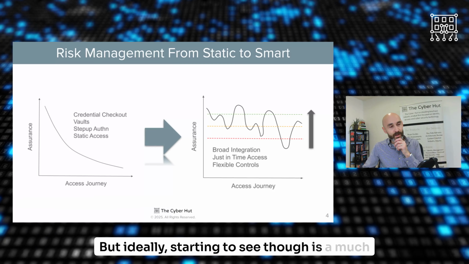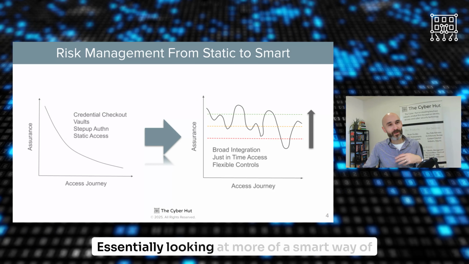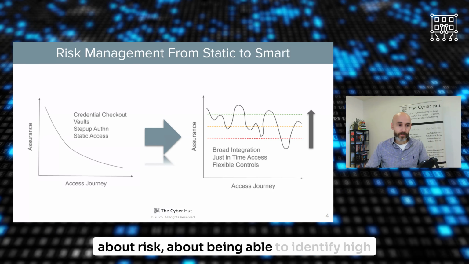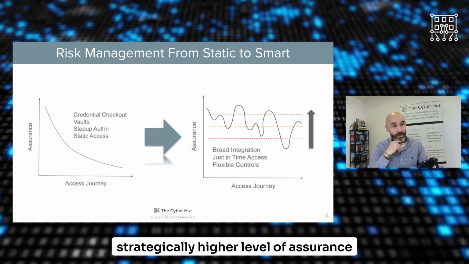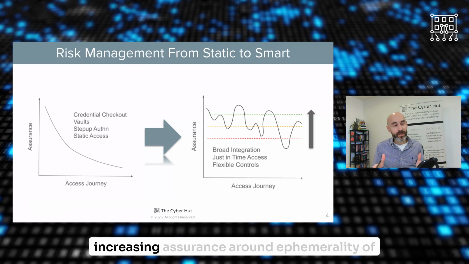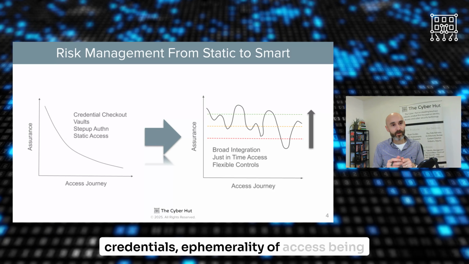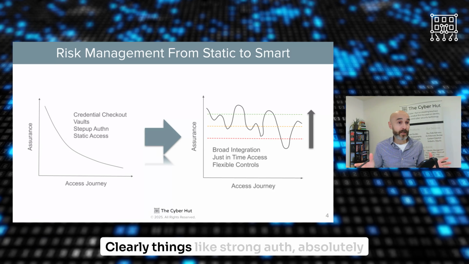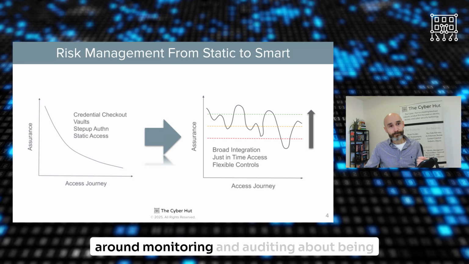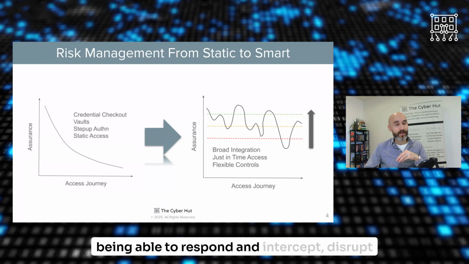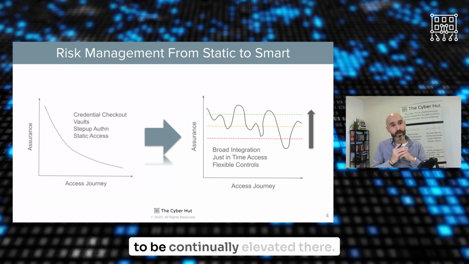What ideally we're starting to see, though, is a much more dynamic approach to this risk management journey, essentially looking at more of a smart way of thinking about risk, about being able to identify high risk, and in turn being able to respond, make changes, and adjust the risk response there. So the diagram on the right ultimately is looking at having a strategically higher level of assurance, lowering the privileged attack surface, increasing assurance around ephemerality of credentials, ephemerality of access being associated with an account and an identity. Clearly, things like strong auth, absolutely essential ultimately, but also a whole host of secondary functions in there as well around monitoring and auditing, about being able to monitor behaviors and being able to identify something of high risk and then being able to respond and intercept, disrupt, and other. So essentially allowing the assurance to be continually elevated there.